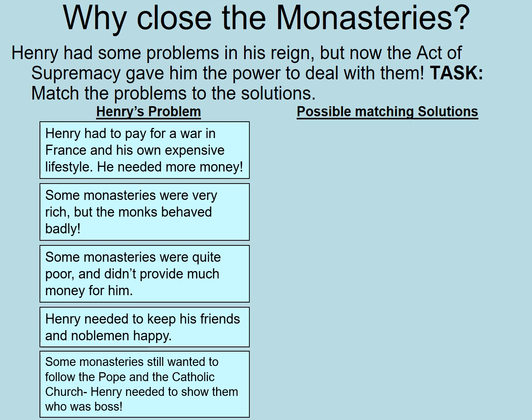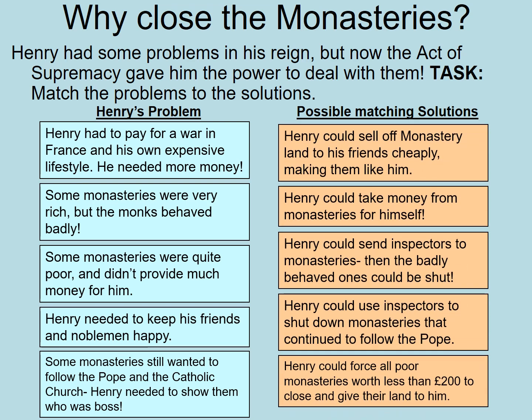So what solutions did he come up with? Henry could sell off monastery land to his friends cheaply, making them like him. Henry could take money from monasteries for himself. Henry could send inspectors to the monasteries. Then the badly behaved ones could be shut. Henry could use inspectors to shut down the monasteries that continued to follow the Pope. And Henry could force all poor monasteries worth less than £200 to close and give their land to him. Okay, so write down the problem first and then write down the matching solution next to it. If you're not sure how that will look, then just wait one moment, I'll give you one example as a helper. If not, pause the video now and complete the task.